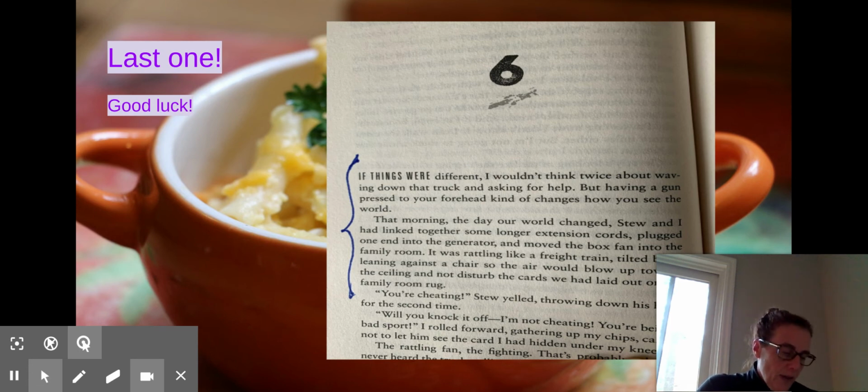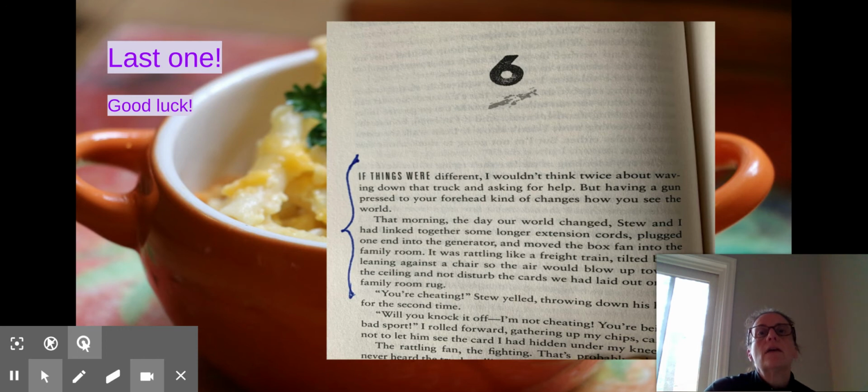"If things were different, I wouldn't think twice about waving down that truck and asking for help. But having a gun pressed to your forehead kind of changes how you see the world." This is from page 80, which is the first page of chapter 6.